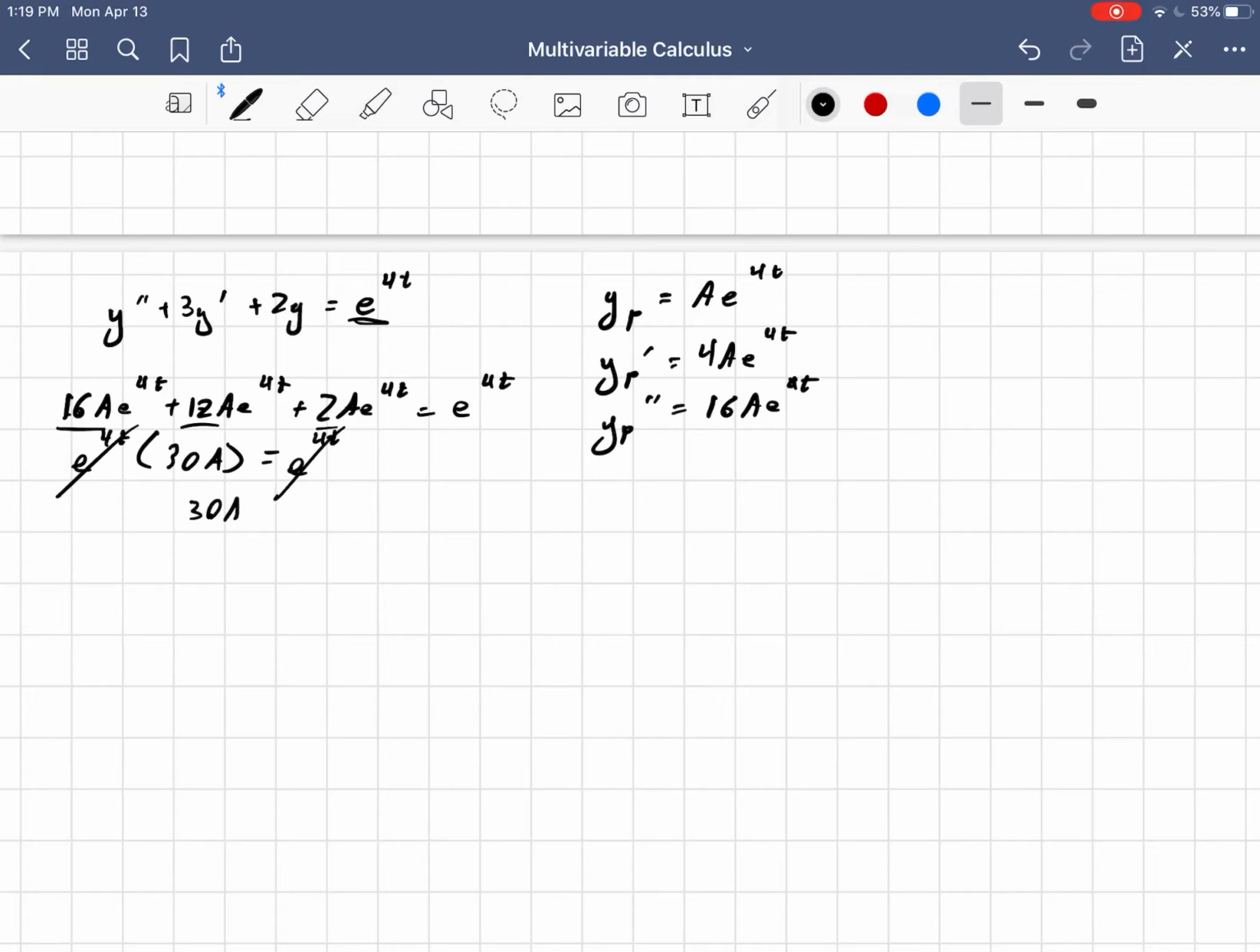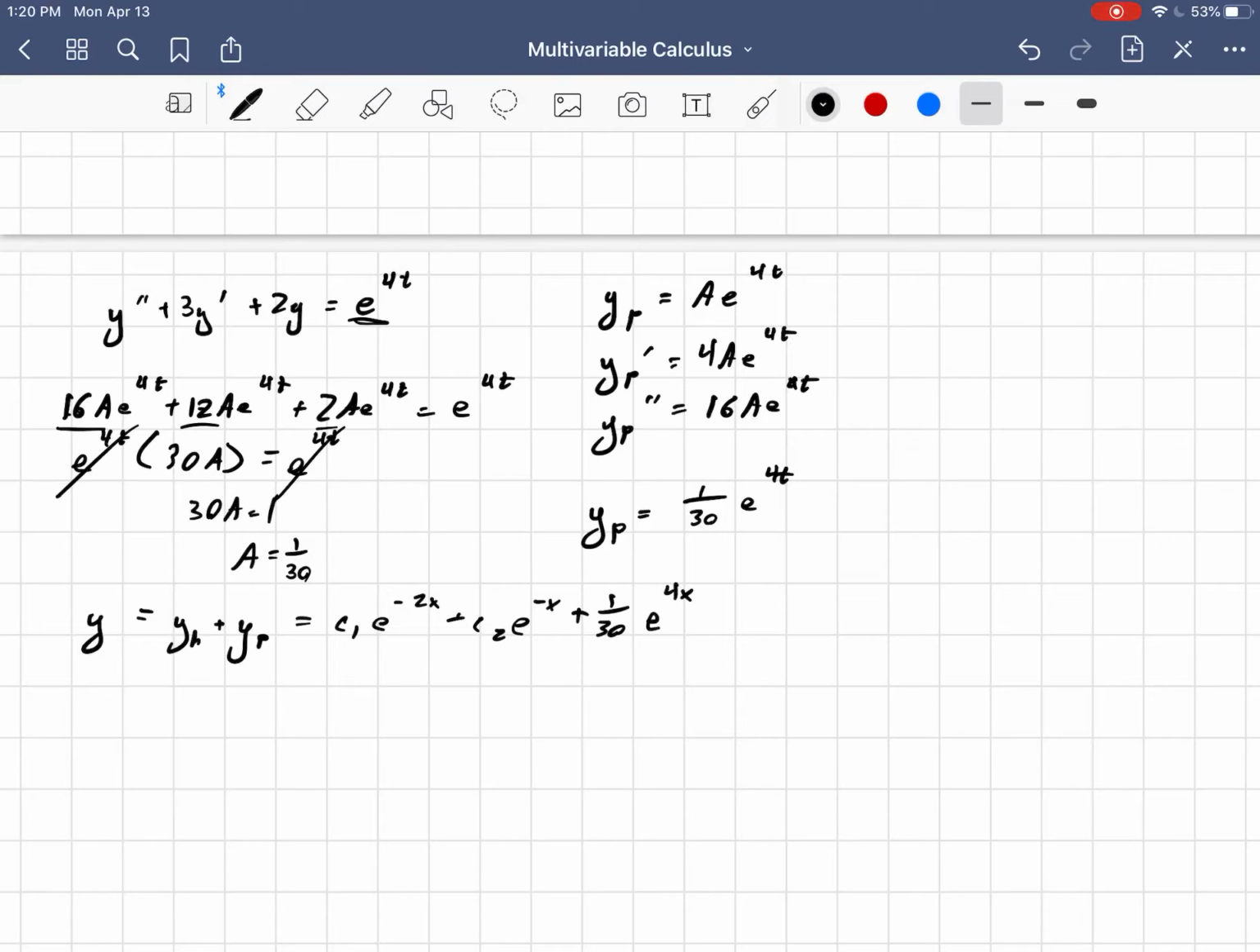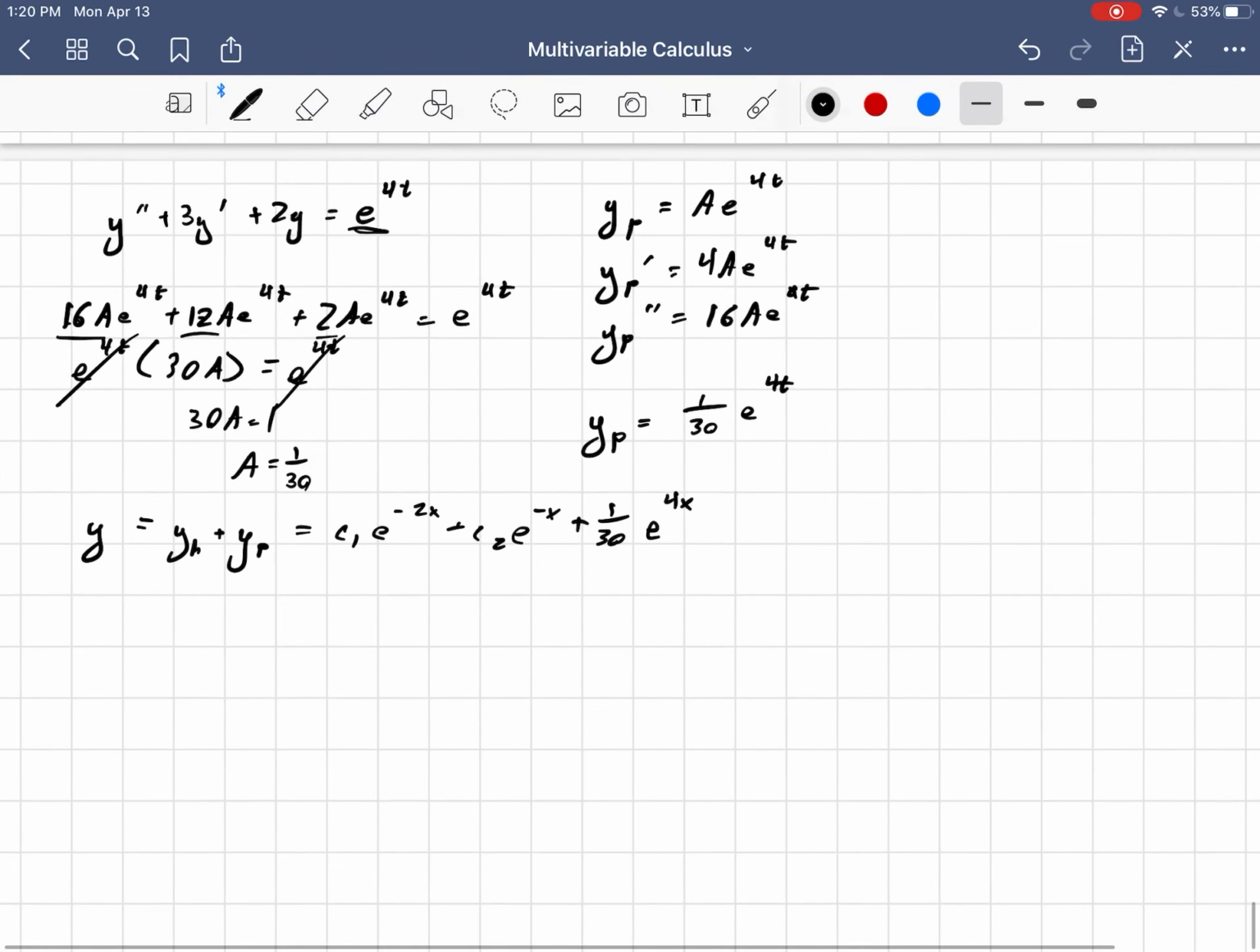It needs to be e to the 4t. And we can divide out by e to the 4t since it's never 0. And we get that 30a is equal to 1. So a needs to be 1/30. And so then y sub p, the particular solution, is 1/30 e to the 4t. So the general solution then is y equals the homogeneous solution plus the particular solution, which is c sub 1 e to the negative 2x plus c sub 2 e to the negative x plus 1/30 e to the 4x. I changed x to t. It doesn't really matter what variable I use.